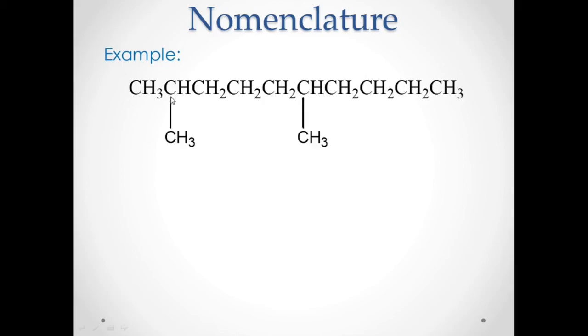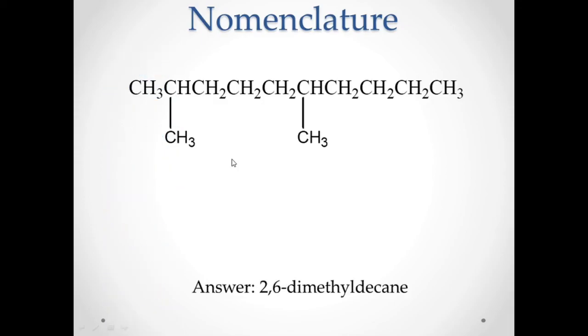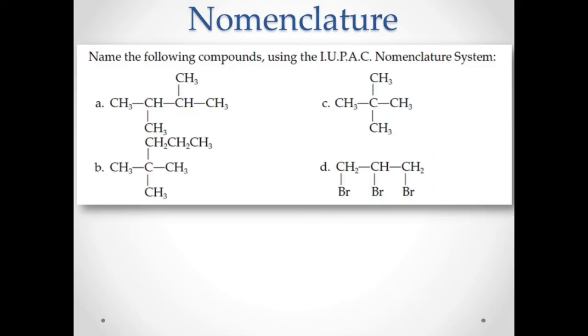So your 2 and your 6 have the same substituent, which is methyl. Therefore, that would be 2,6-dimethyl, and your parent is decane, because it is a 10 carbon chain. So 2,6-dimethyldecane. So the answer would be 2,6-dimethyldecane. Very easy.